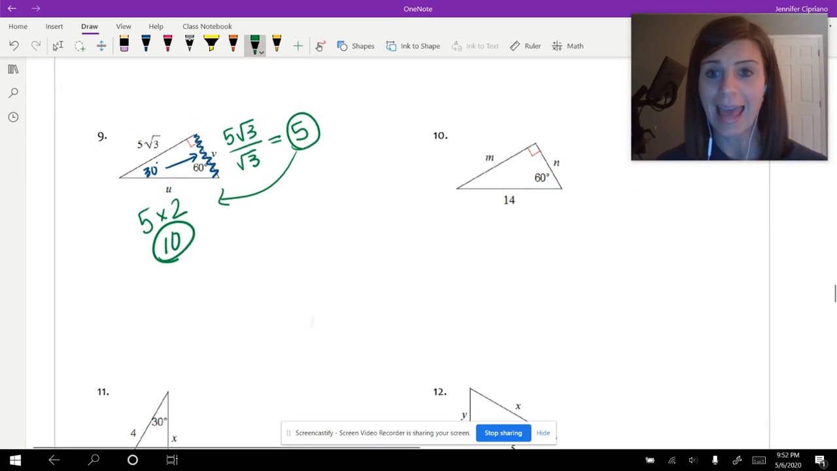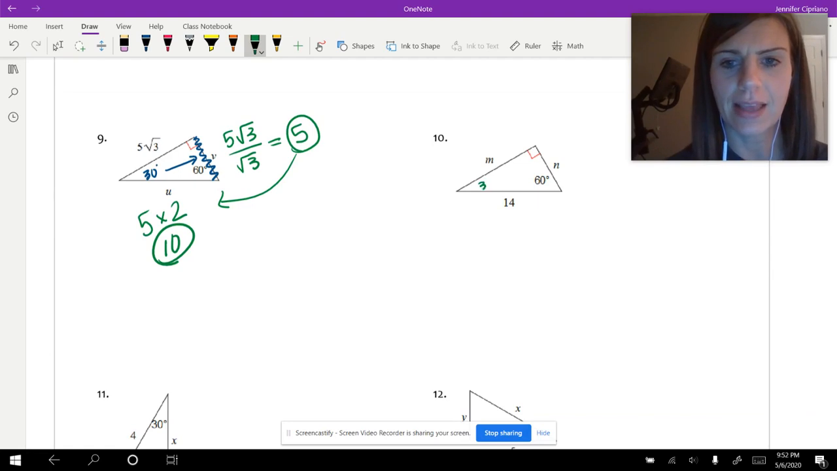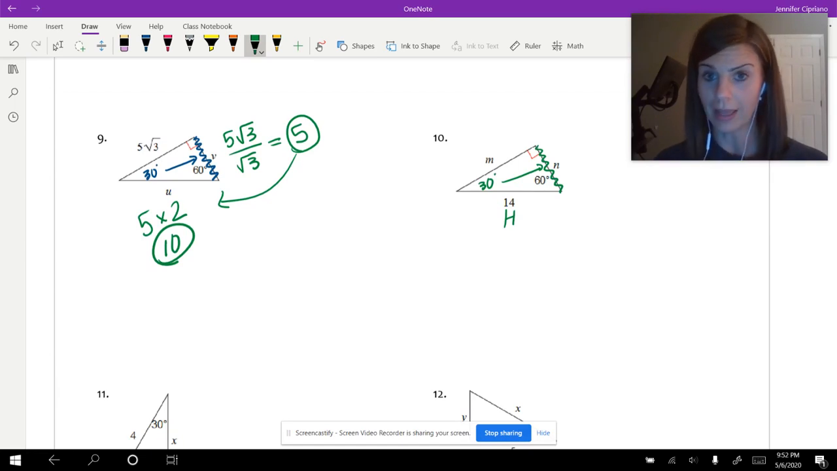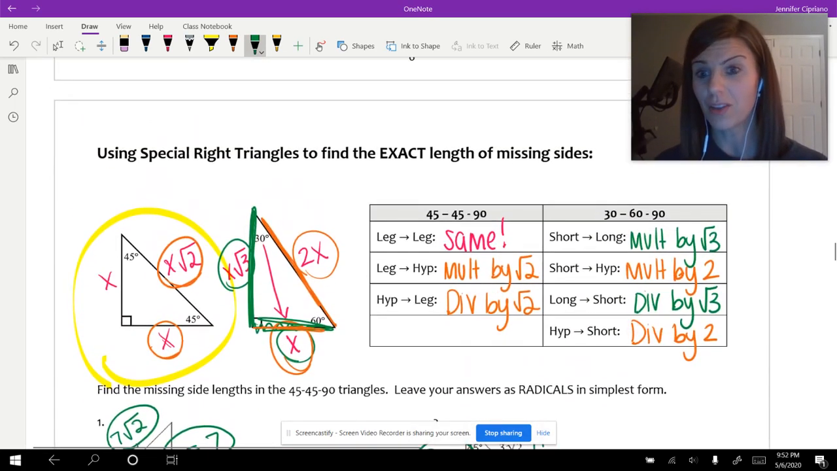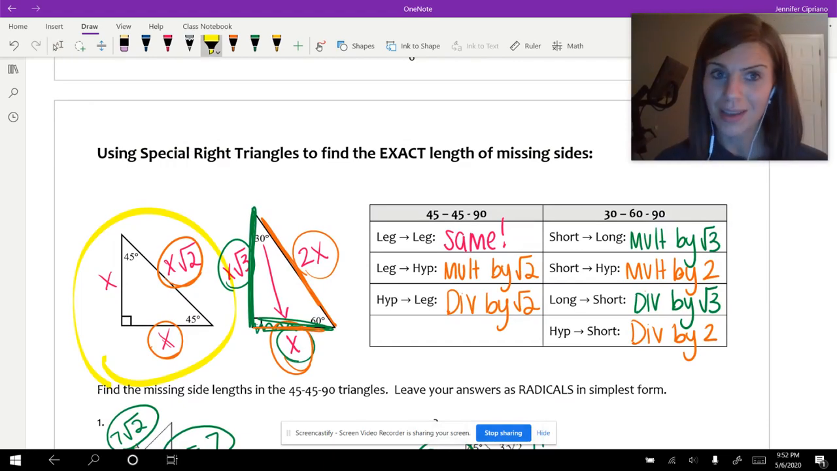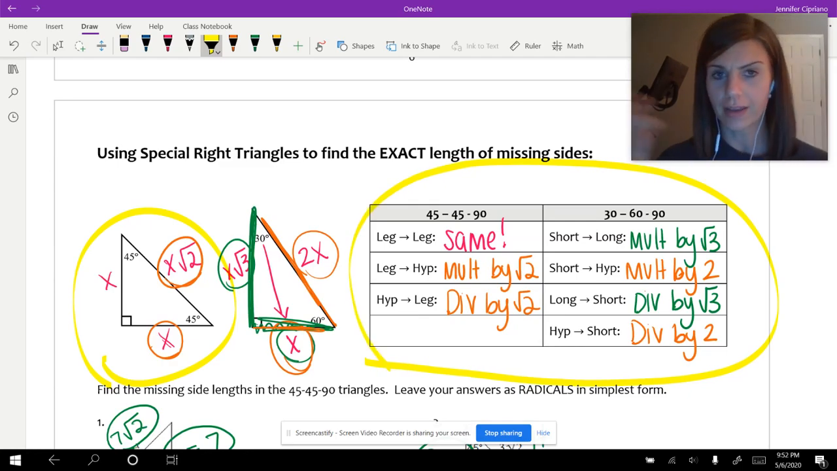All right, number 10. So my 60-degree angle would make this a 30-degree angle. So across from that, N is my short leg here, and I'm given the hypotenuse. So to go from hypotenuse to short leg, again, I'm just following these rules. And because you can use your notes in this unit, you can always reference this chart if you forget how to go back and forth between the sides.